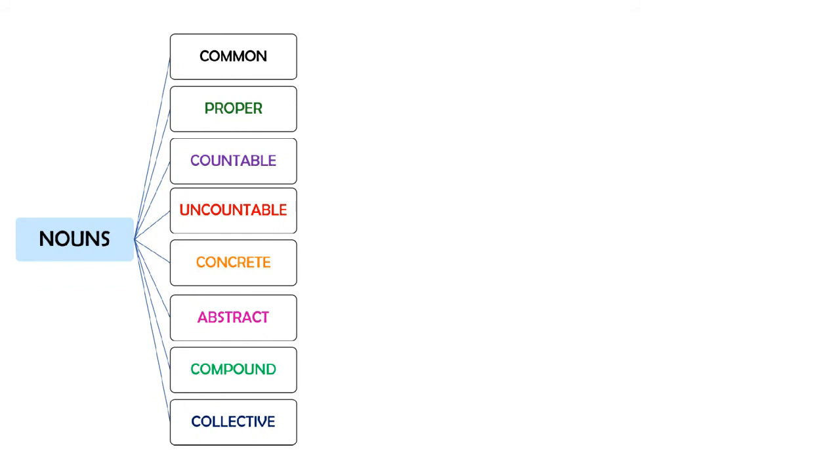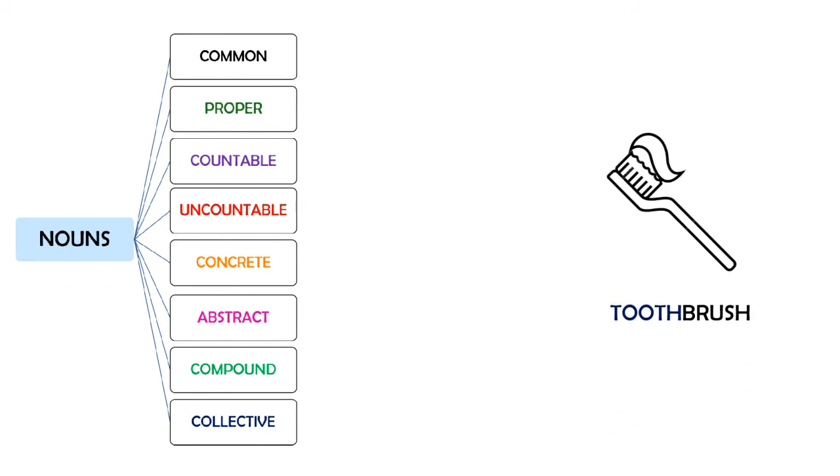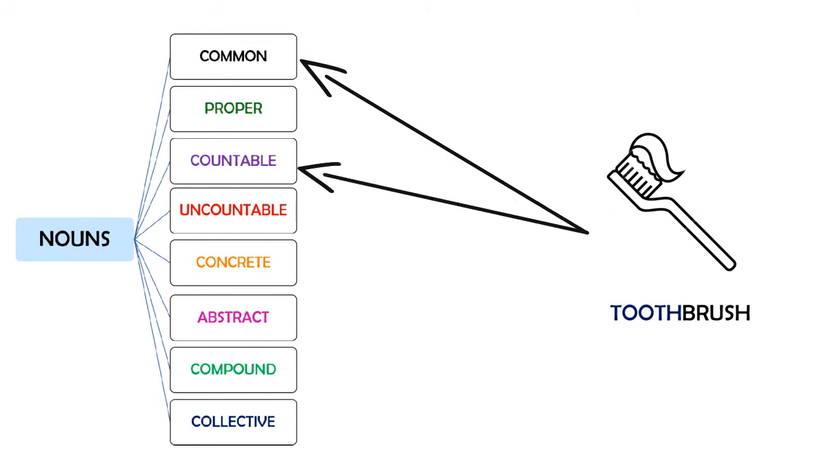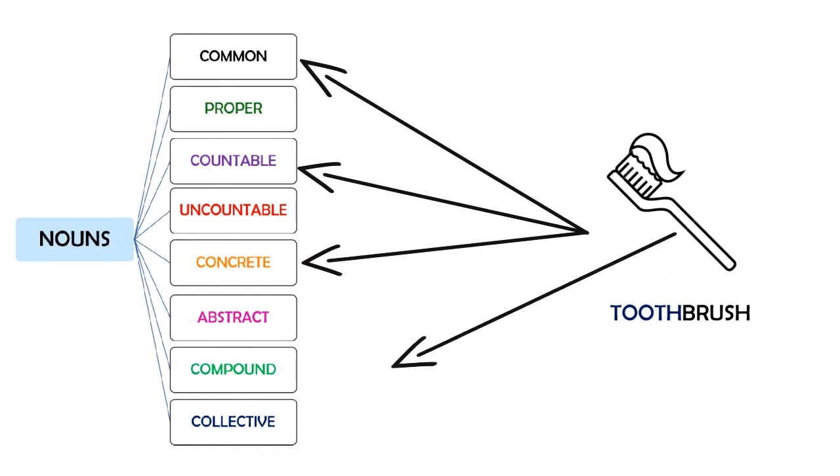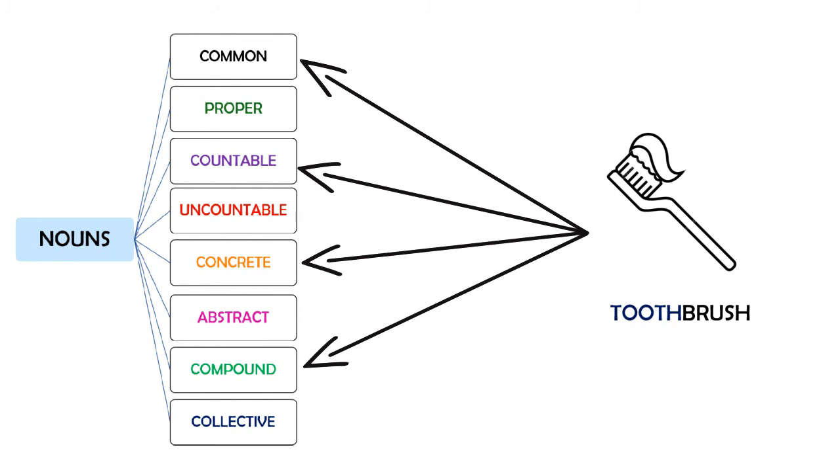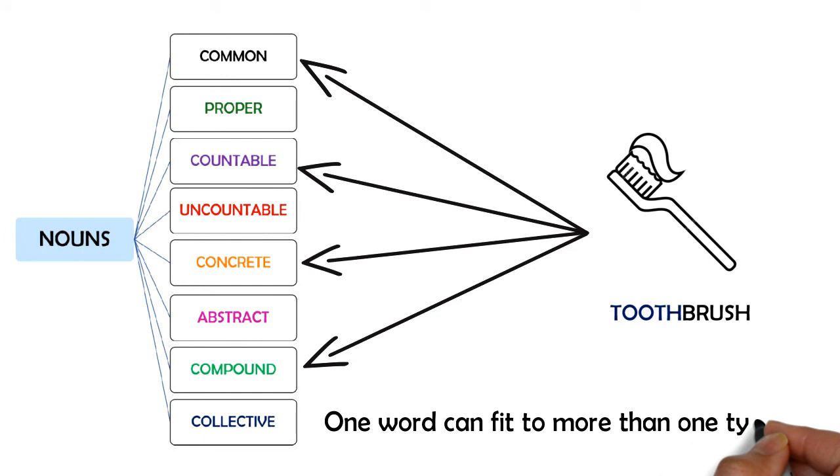Now let's study the noun toothbrush. Toothbrush can be a common noun because it is a toothbrush in general. It can be a countable noun because we can count like 1, 2, 3 toothbrushes. A concrete noun because we can perceive it with our senses. And a compound noun because it's made of two words. So, one word can fit in more than one type.